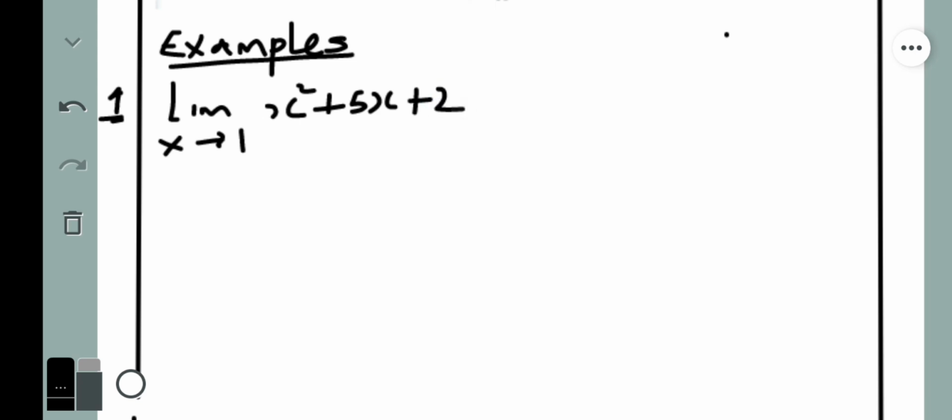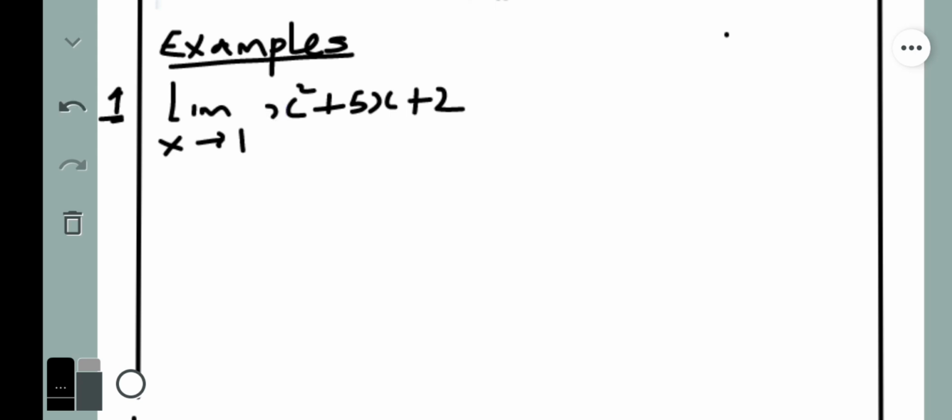So if you want to find the limit of this function, x squared plus 5x plus 2, how do you go about it? The first thing to do here is we are finding the limit as x tends to 1. So what do you do? You introduce what we call direct substitution first. Let's see if direct substitution works.